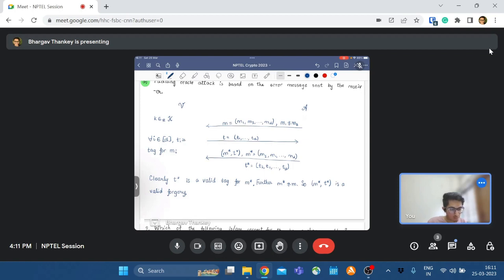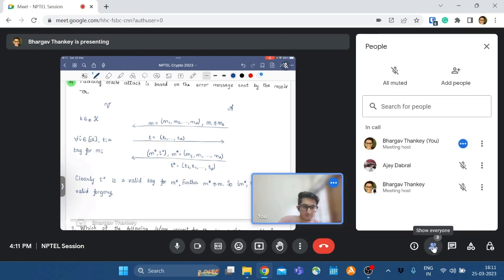So by just reordering the message blocks, we can forge, reordering the message as well as the tags. We can forge a tag for a new message. Is this fine? Okay, so if this is fine, let's move on to the next problem.